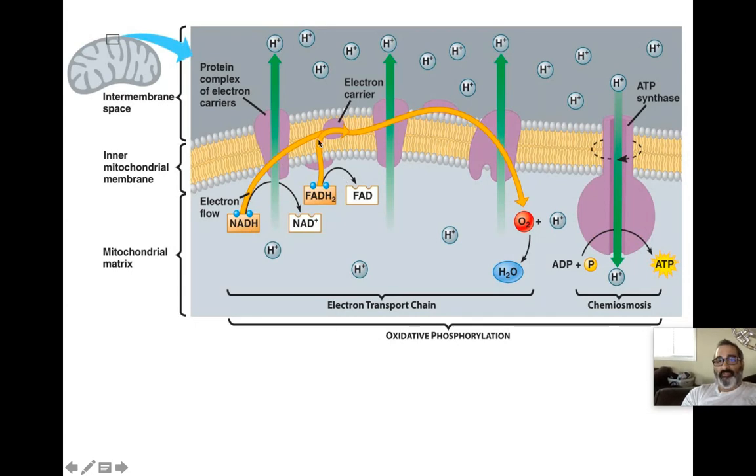During this process of electron transport chain, it produces a lot of energy. This energy goes into pumping. See these pumps? Pumping H pluses out of the matrix. Okay, out of the matrix. All right, where does it pump them to? To what's called the intermembrane space, the space between the two membranes.